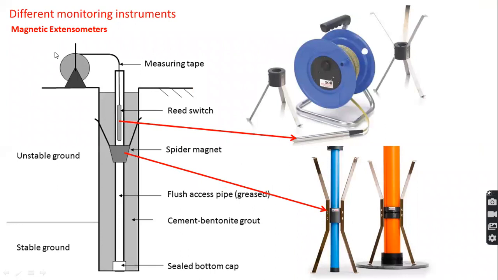And these are some modern types of extensometers, known as magnetic extensometers. These are installed along the borehole. You can install them at different depths. A sensor which is sensitive to the magnets of the magnetic extensometers, this is the probe, is lowered. When it detects the magnet, we can identify the location of the spider magnet. It's called a spider magnet. By monitoring the location, we can get an idea about the movement of the ground.